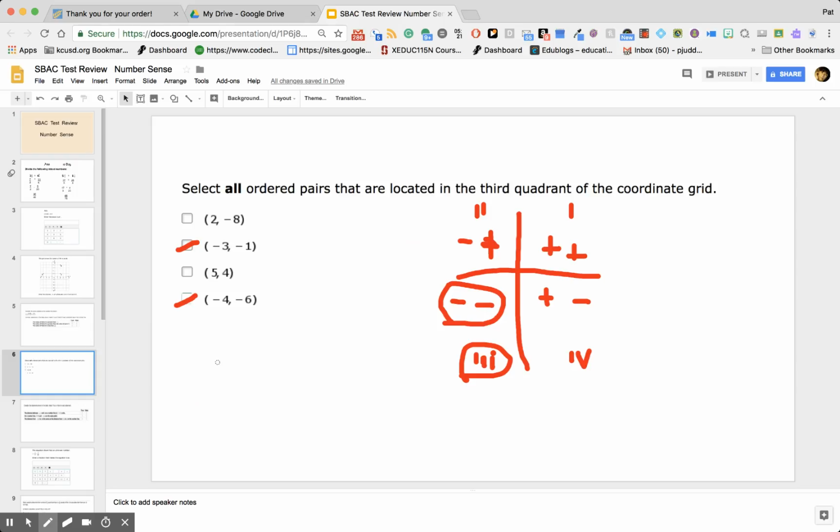So what you should be writing on your paper, if you have not already done so, is the ordered pairs that would fit in quadrant 3. Okay, so double check and see what you have down for your answers. And we're going to continue. Okay, on to the next item.